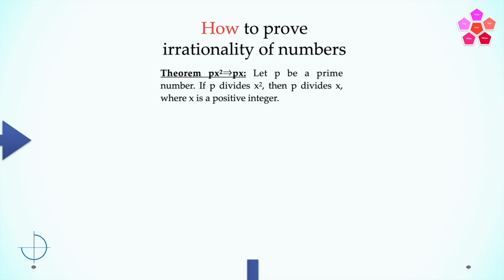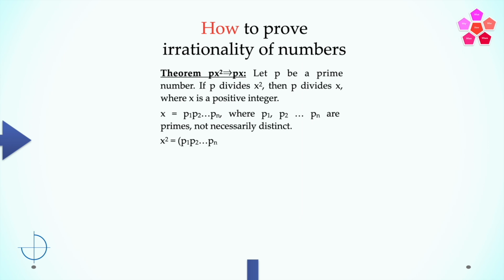Let the prime factorization of x be as follows. x is equal to p1, p2, p3 till pn, where all p are prime numbers and are not necessarily distinct. So if we square both sides, we have x square is equal to p1, p2 till pn multiplied by p1, p2 till pn again, which is equal to p1 square into p2 square into p3 square till pn square.